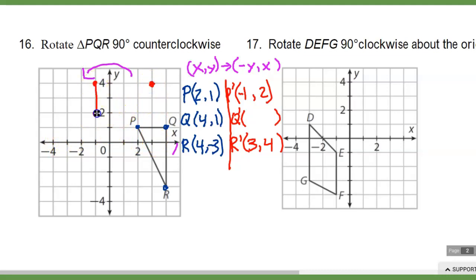So there is our transformation. Looks like I missed Q here. That was negative 1, 4. There we go. So that is our 90-degree rotation, counterclockwise.